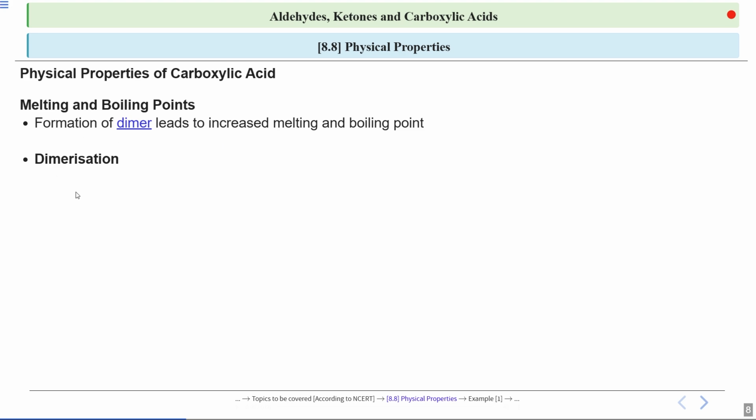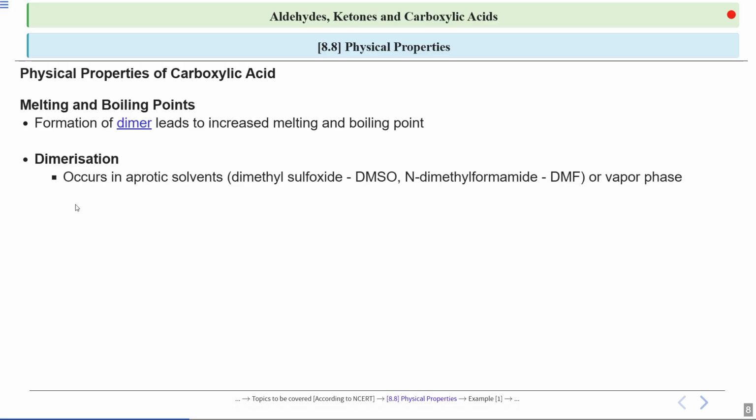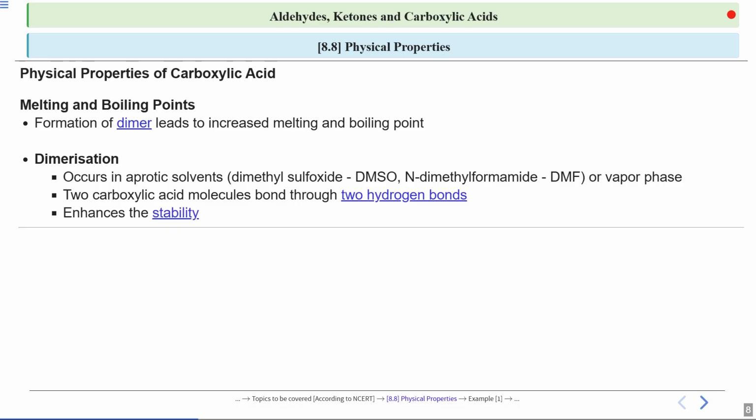Now let us understand this concept of dimerization. What is dimerization? Dimerization typically occurs in aprotic solvents such as dimethyl sulfoxide, which is DMSO, or N,N-dimethylformamide, which is DMF, or even in the vapor phase. During dimerization, two carboxylic acid molecules bond through hydrogen bonds.